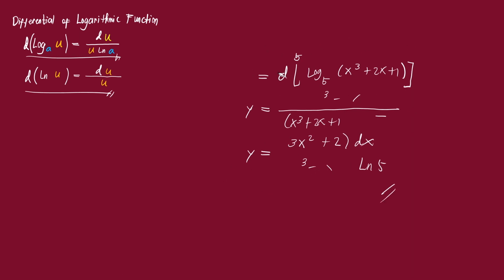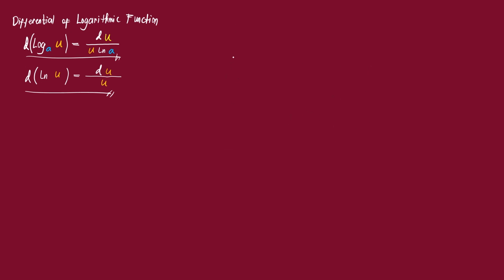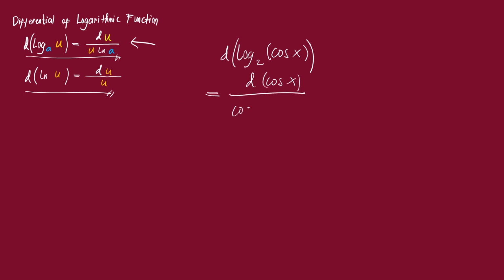Okay. Let's have another example. This time we have the logarithm of cosine x to the base 2. So the argument of the logarithmic function is a trigonometric function. We are to find the differential of this function. So this is equal to, your u is cosine x. The differential of cosine x, according to the formula, over u, which is cosine x, multiplied by the natural logarithm of the base, which is 2.